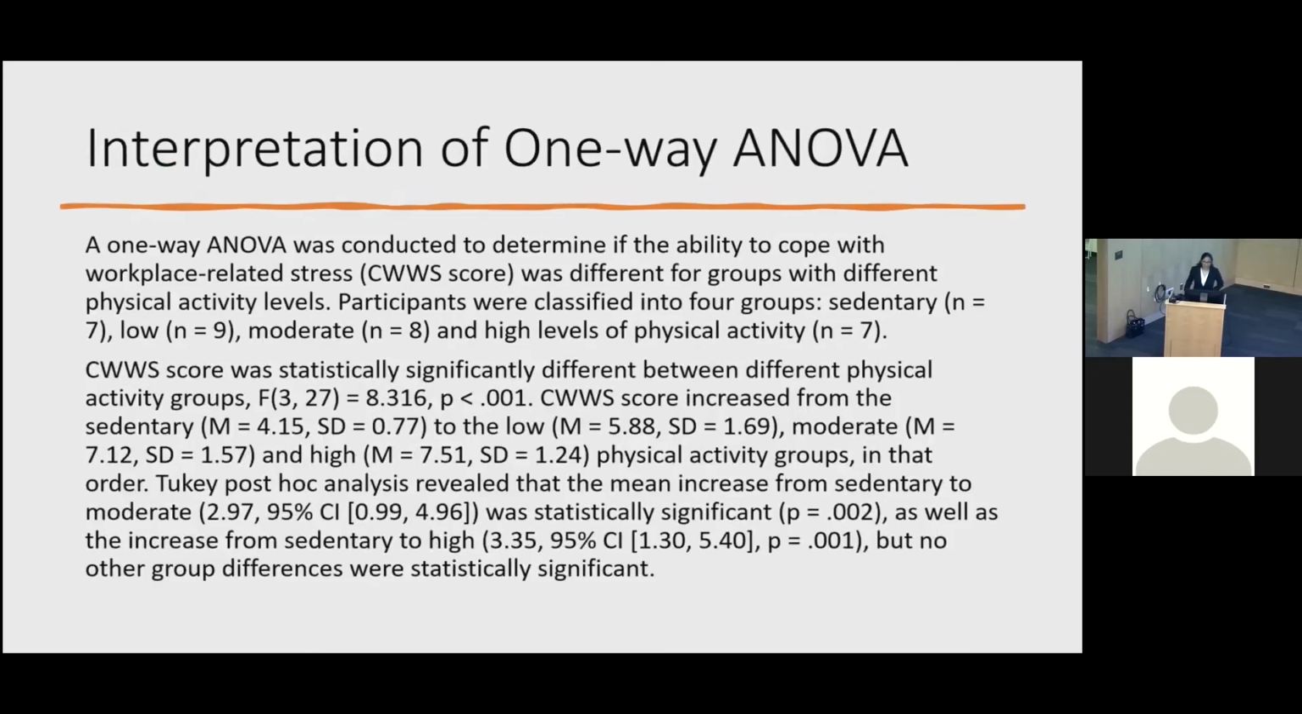So we know that these scores are different between different physical activity groups, like sedentary, low, and moderate, but we don't exactly know where this difference lies. So for that, we need to do the multiple comparison test, and here we prefer Tukey. Tukey post hoc analysis revealed that the mean increase from sedentary to moderate was statistically significant, as well as the increase from sedentary to high, but no other group differences were statistically significant. So you can always use this as a template for your future reference.